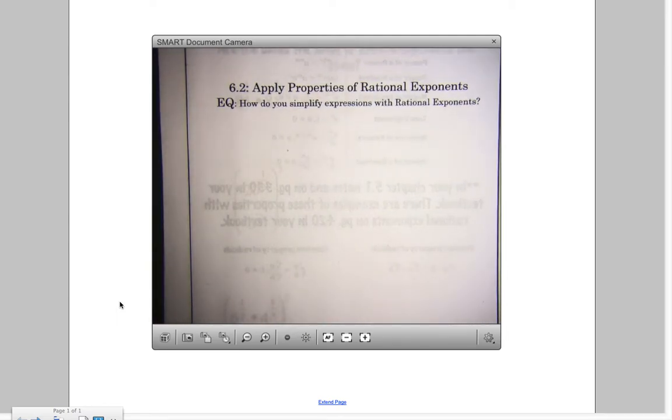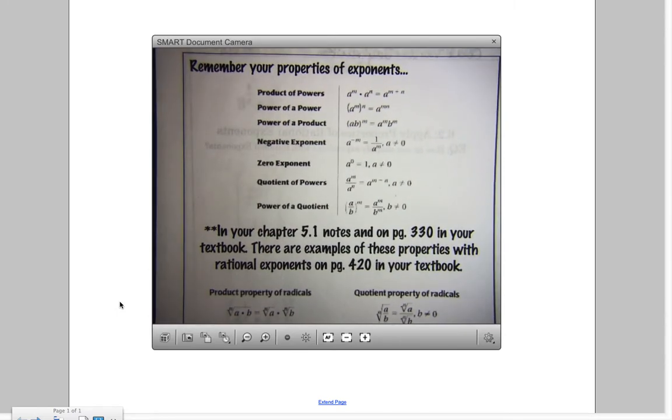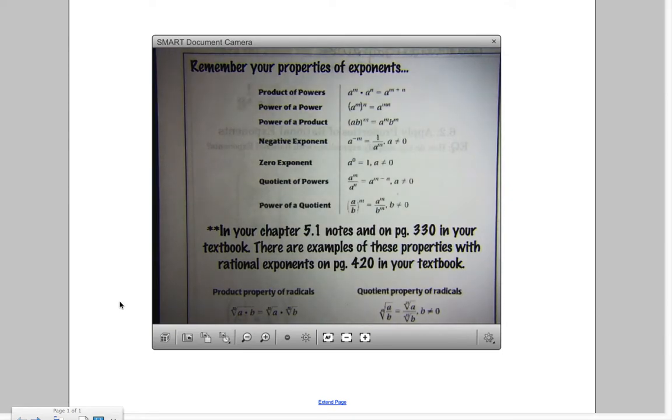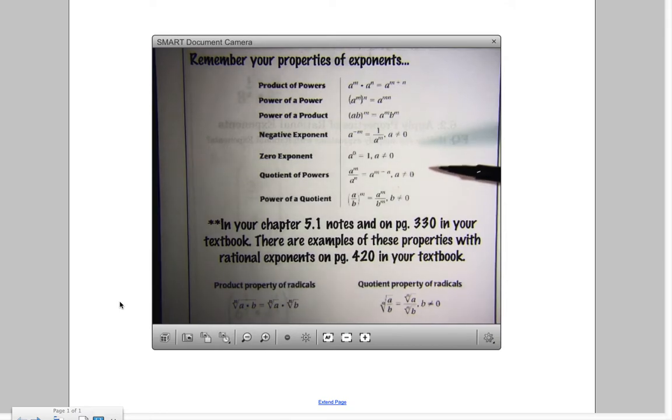This is chapter 6.2, and you guys are going to apply properties of rational exponents. So you need to make sure that you remember the properties of exponents from chapter 5 in your book. These are all the properties that we did at the beginning of chapter 5. You should have those in your 5.1 notes, or they're on page 330 in your textbook. And there are also examples of these properties, but with rational exponents, so a fraction, on page 420 in your textbook.